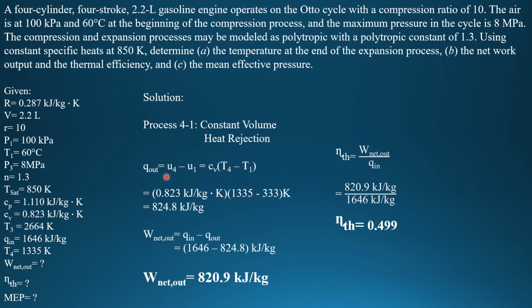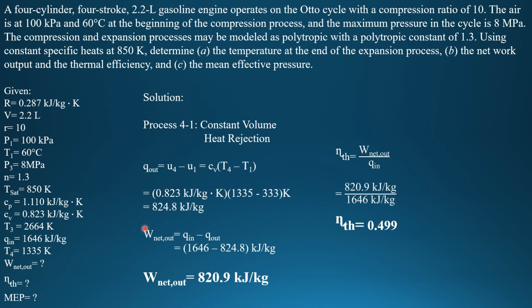Here in the last process, 4 to 1, which is called the constant volume heat rejection, we have the specific heat output that is equal to internal energy at state 4 minus internal energy at state 1, that is also equivalent to specific heat times the temperature at state 4 minus the temperature at state 1. And we will be plugging in the values to get the specific heat output. We have here 0.823 kilojoules per kilogram Kelvin times 1335 minus 333 Kelvin, and we come up with the value of our specific heat output, that is 824.8 kilojoules per kilogram.